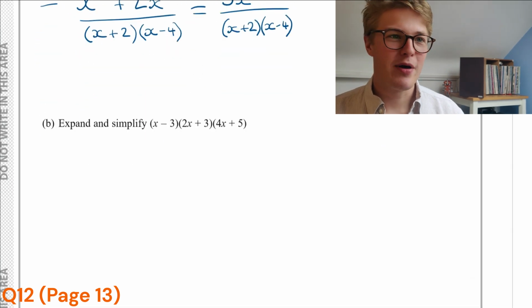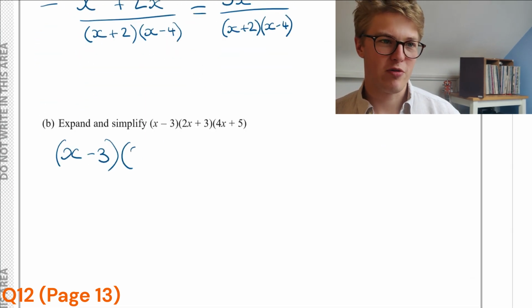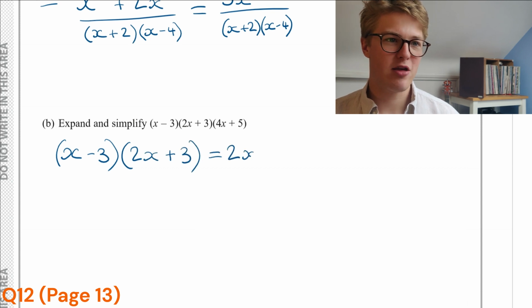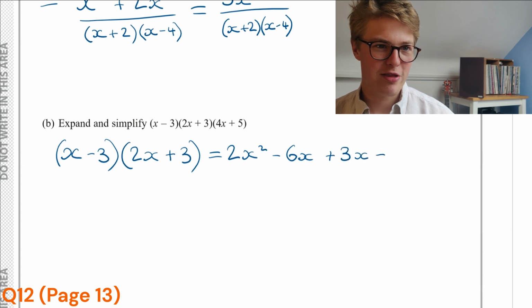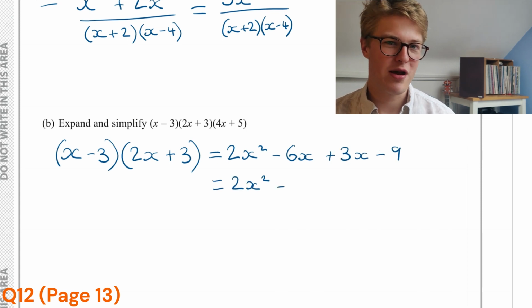Expand and simplify x minus 3 times 2x plus 3 times 4x plus 5. So the first thing we do is expand x minus 3 and 2x plus 3. This gives us 2x squared minus 6x plus 3x minus 9, which is the same as 2x squared minus 3x minus 9.